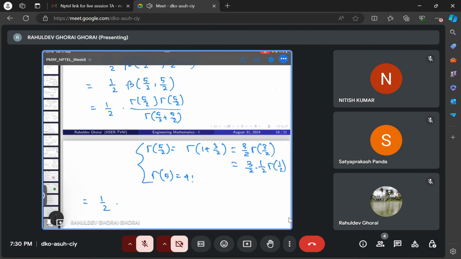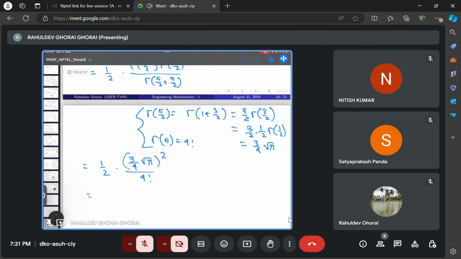That implies half times 3 over 4 square root pi, that is nothing but 3 over 4 square root pi squared, over 4 factorial. Okay? That is nothing but 9 pi over 32 times 4 times 3 times 2. Okay, because 4 factorial is like that.